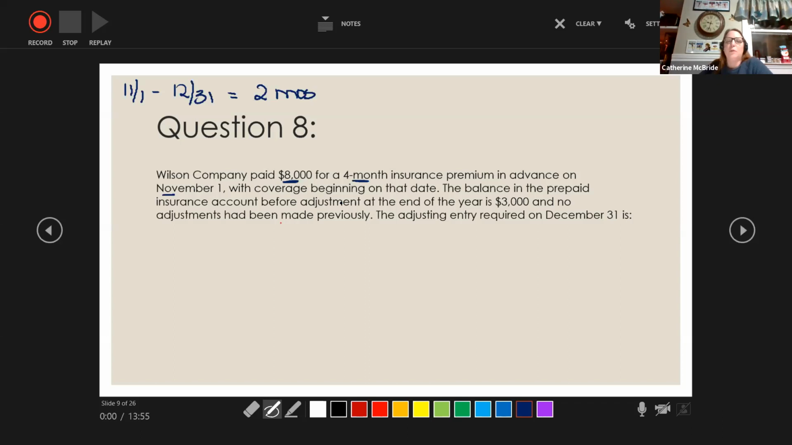Paid $8,000 for a 4-month premium. So we have $8,000 for 4 months. So that's $2,000 a month, right? Mm-hmm.